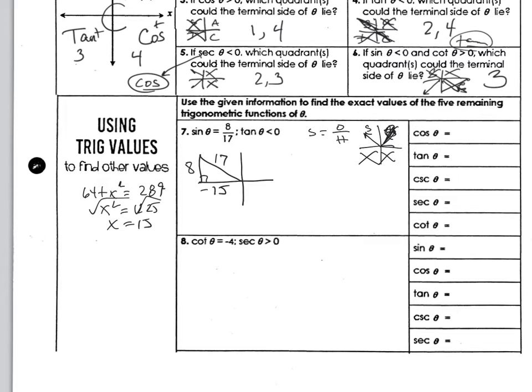So the cosine is negative 15 over 17, which I'm going to go right ahead and do the secant, just because it's easier to do it that way, I think. Tangent is negative 8. It's actually 8 over negative 15. We generally put the negative on the top, which means the cotangent is negative 15 over 8. And the cosecant goes with the sine, so that was 17 over 8.